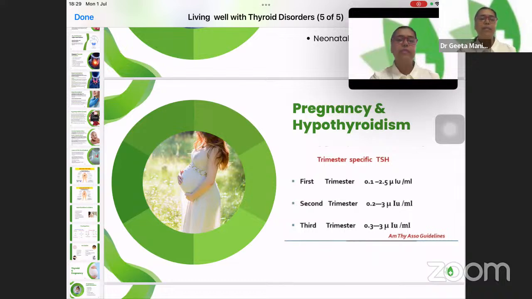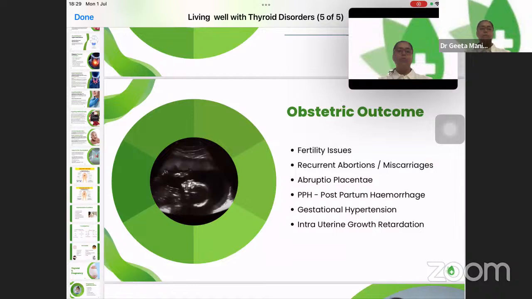And this is suggested by the Thyroid Association guidelines. The obstetric outcome: there could be fertility issues, recurrent abortions, miscarriages, abruptio placenta, postpartum hemorrhage, gestational hypertension, intrauterine growth retardation. Whenever you have these issues, you should definitely check your thyroid hormones. This is why it is necessary to check your T3, T4, TSH before pregnancy and during pregnancy. Also, if you're trying to conceive, or if you're not able to conceive, you must get your thyroid hormones tested because they are a high contributing factor in fertility.